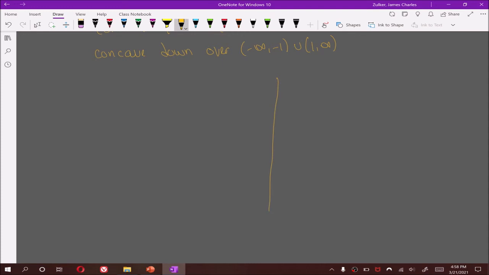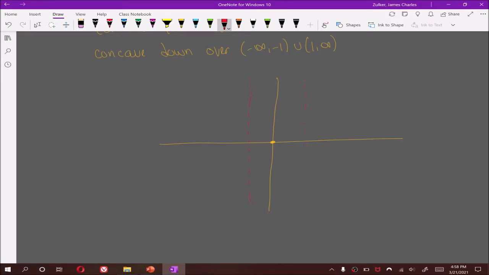We can now sketch our graph. Again, start with the intercepts. That's 0. Next, plot any asymptotes. So we have 2 vertical asymptotes. We have one at negative 1. We have one at positive 1. And we have a horizontal asymptote at negative 1.